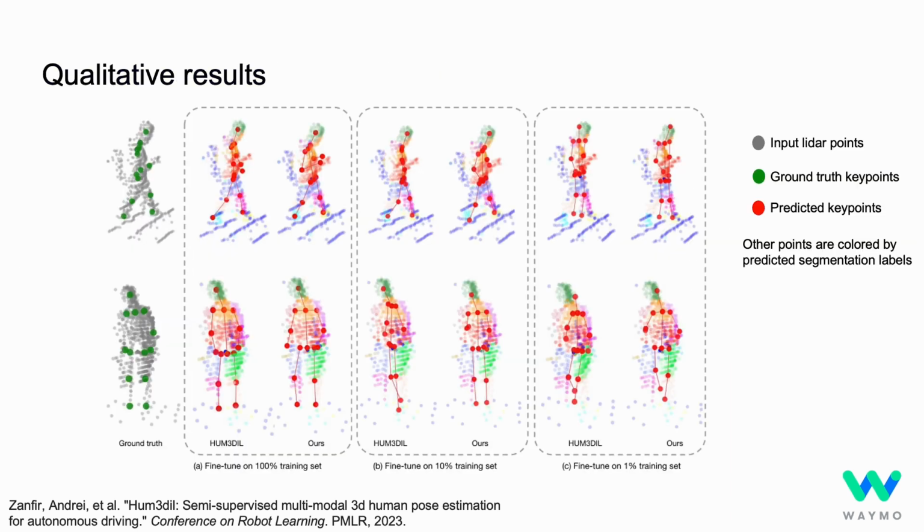We show qualitative results from the downstream experiments. As shown, models fine-tuned from our backbone are able to capture fine details on the arms and overall produce more accurate results than state-of-the-art.